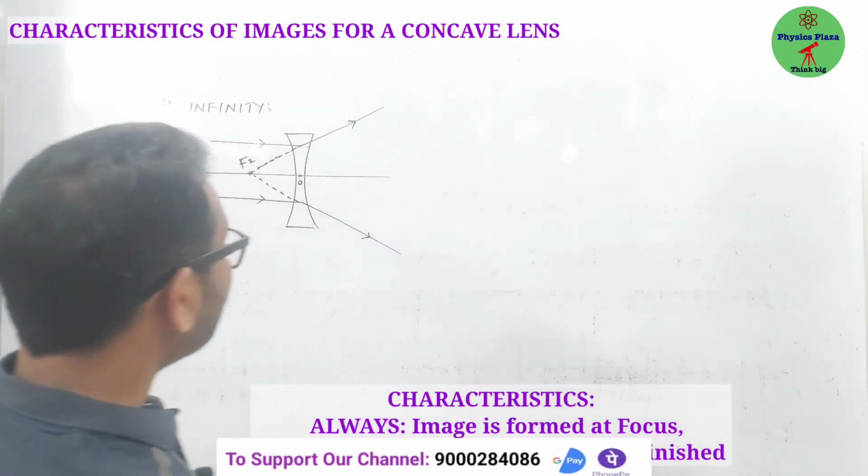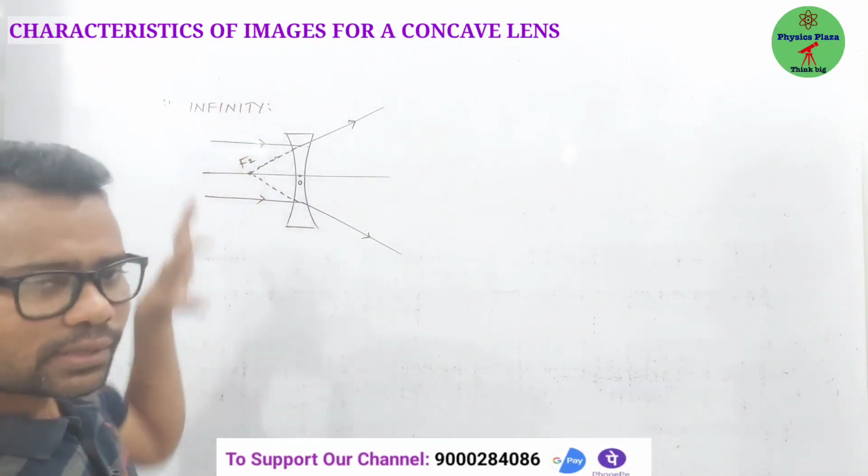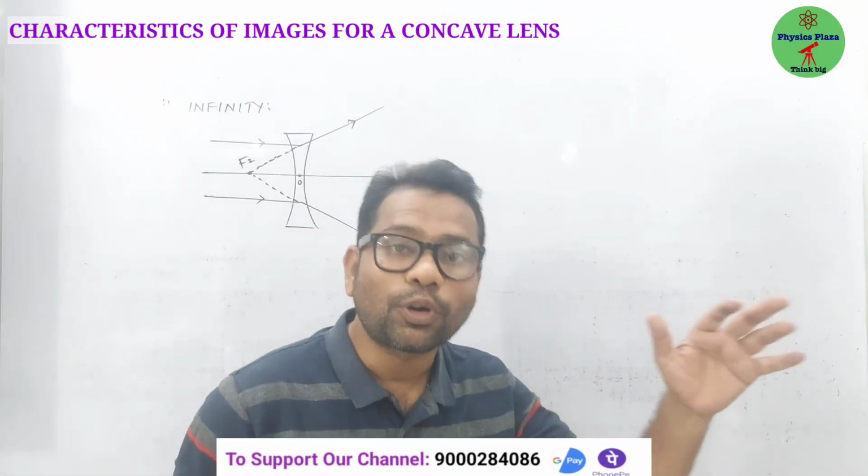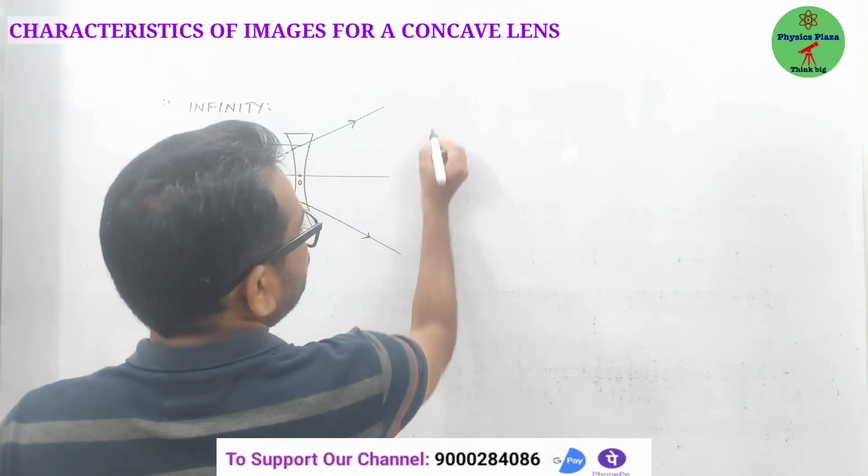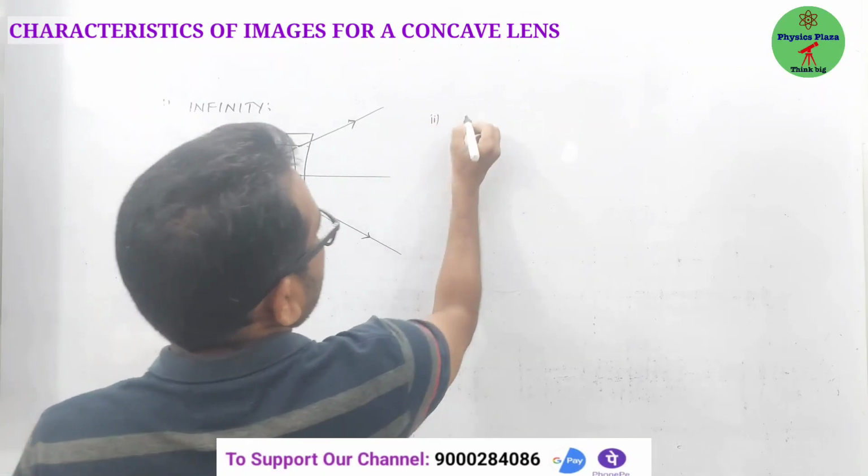Okay, now fine. What happens if we get oblique light rays? Yes, image is formed where? On the focal plane, and the rest of the characteristics are the same. Okay, fine. And case 2, children. What is case 2?